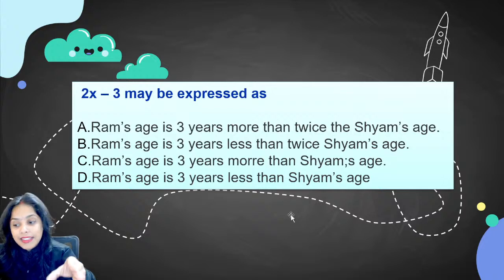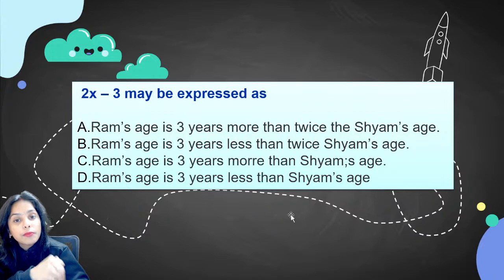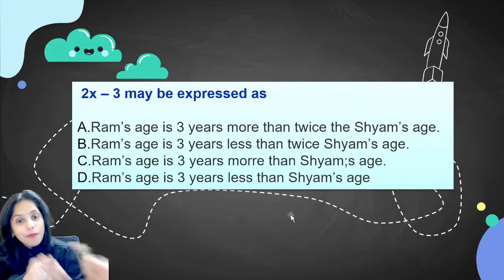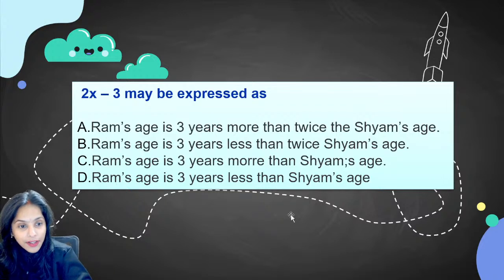So if Shyam's age is X, then twice of Shyam would be 2X. And Ram's age is 3 years less than that. So minus 3. Quite very simple, right?